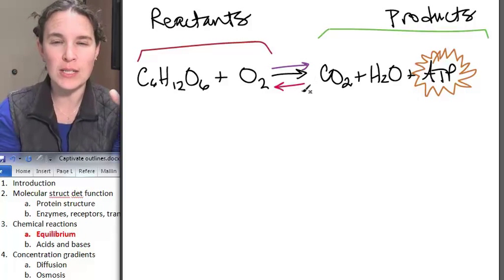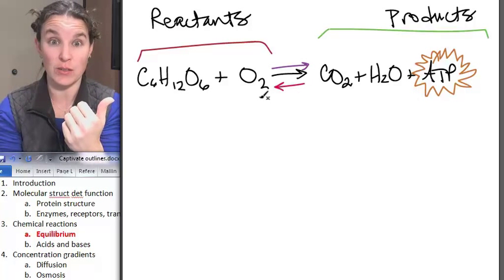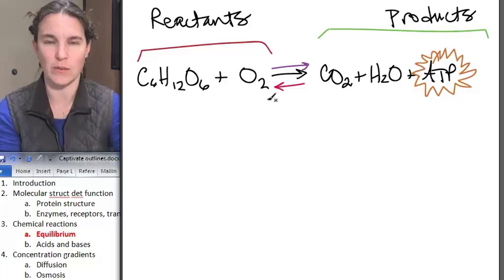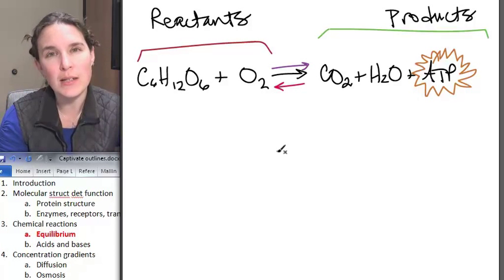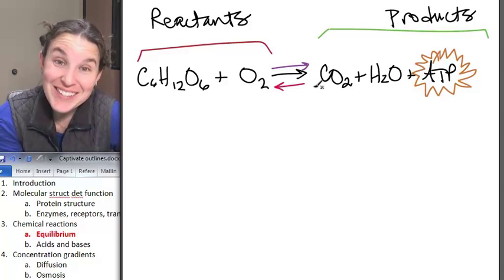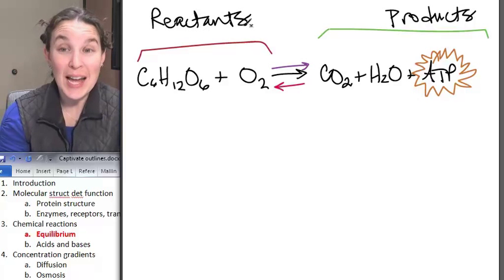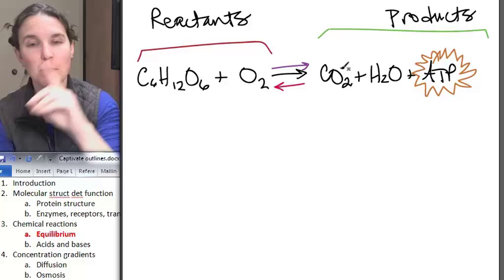And I want you to tell me now, if the chemical reaction is moving in this direction, then where are my reactants and where are my products? It matters which direction it's going. We can label reactants and products as long as the equation is moving in a direction.